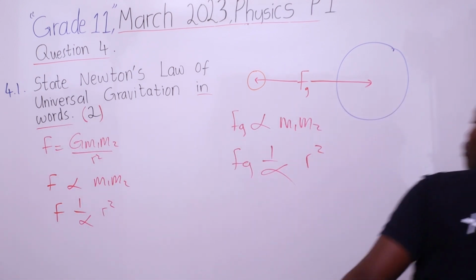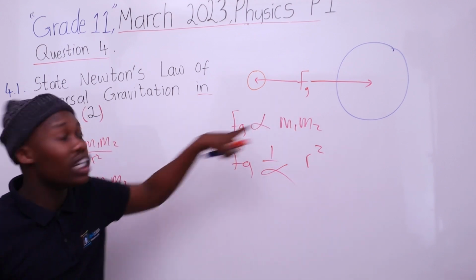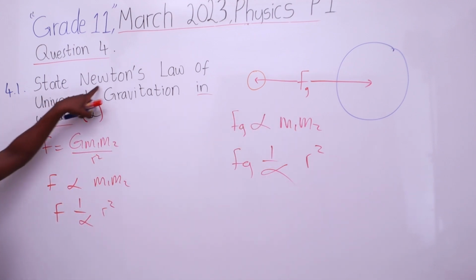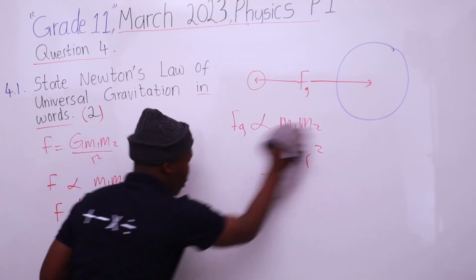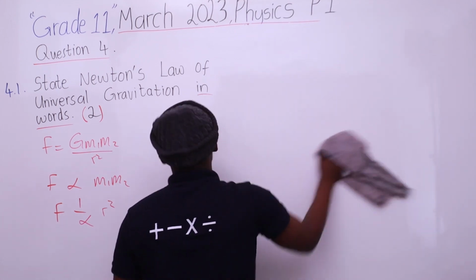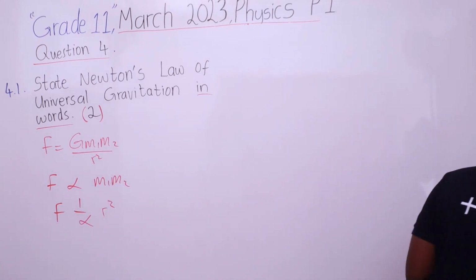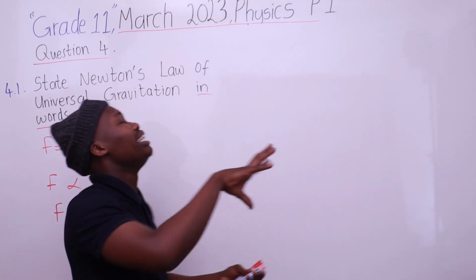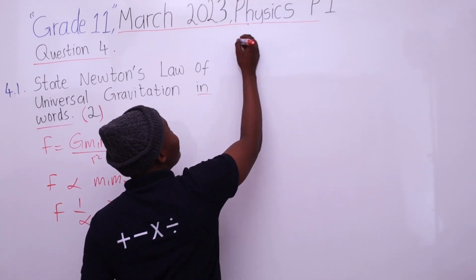So for all of this that we have explained, let us state it in words now, because they specified: state Newton's law of universal gravitation in words. Remember there are different wordings because different textbooks use different definitions, but the meaning behind the definition is still the same.